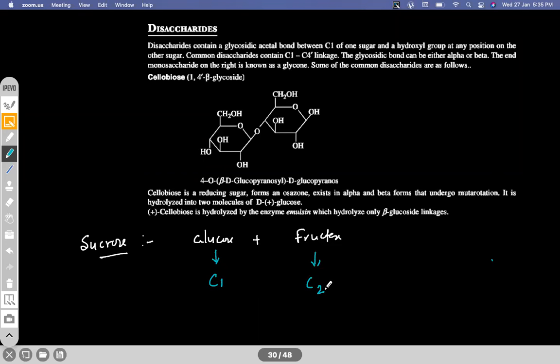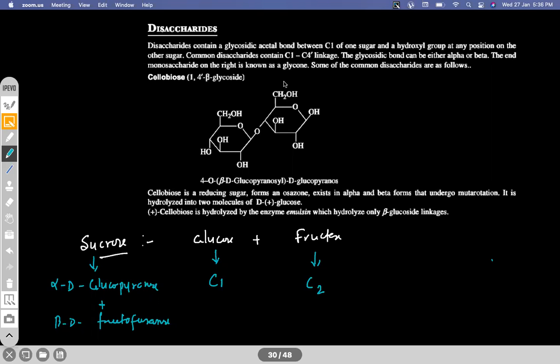For glucose, the C1 carbon atom is involved, and from fructose the C2 carbon atom is involved. So we say sucrose is formed by the condensation of alpha-D-glucopyranose and beta-D-fructofuranose. So you can draw the Haworth structure of these two. H2O you have to eliminate, and you will get the combined structure, and that structure is called sucrose, right? So which carbon atom is involved here? C1 of glucose and C2 of fructose, right?